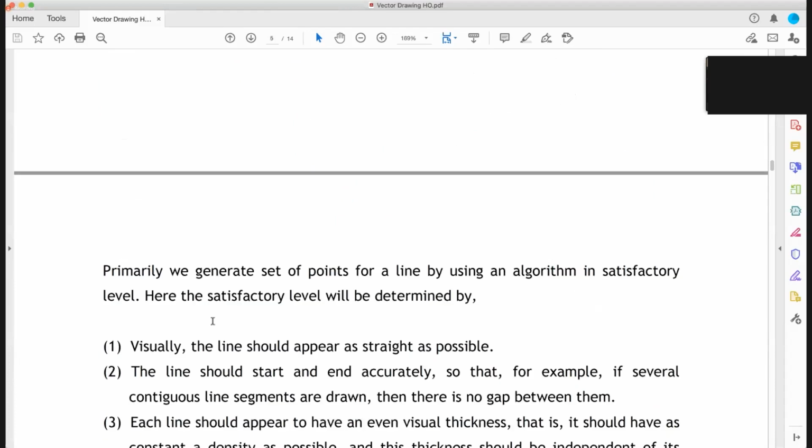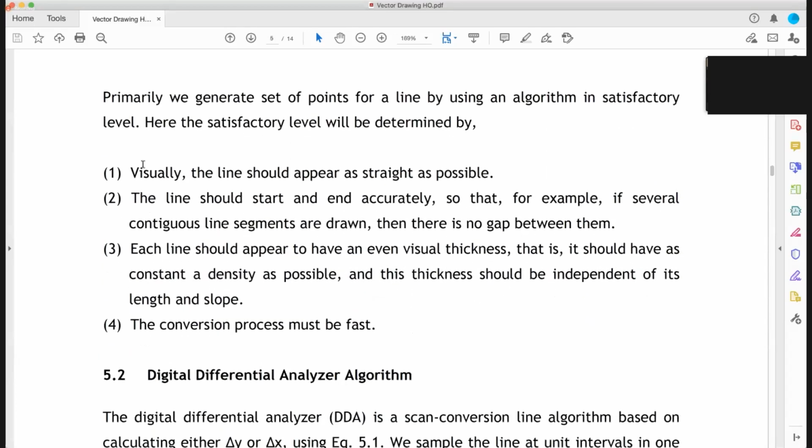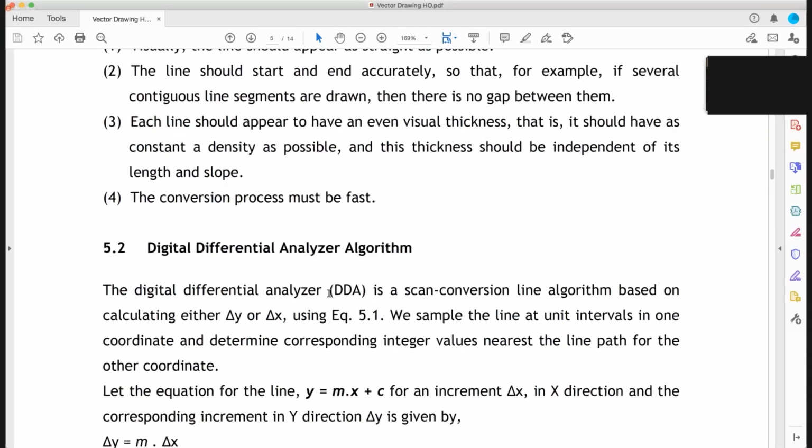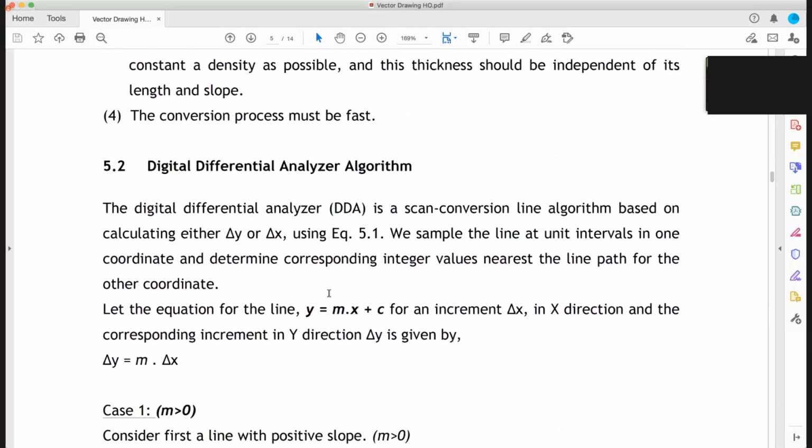And the DDA algorithm is there. Here you can see the line should appear as straight as possible. Lines should start and end accurately, so that if several contiguous line segments are drawn, there is no gap between them. Each line should appear to have even visual thickness, and the conversion process must be fast, that means when you transform the line.